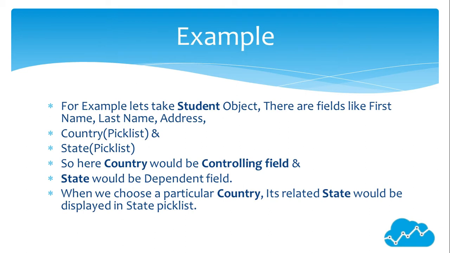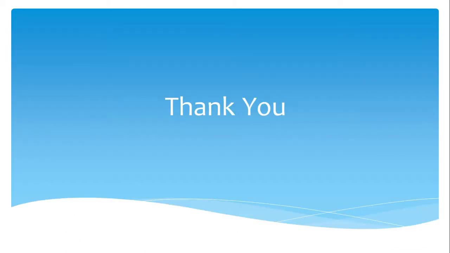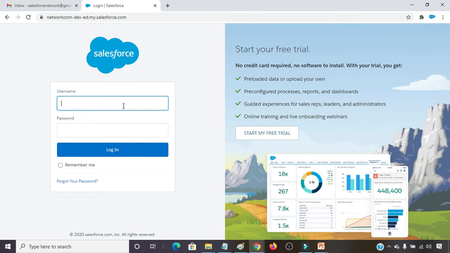There are fields like first name, last name, and address. Country is a pick list and state is a pick list. So here country would be the controlling field and state would be the dependent field. When we choose a particular country, its related states would be displayed in the state pick list. So coming back to our practical session, first we need to log in.